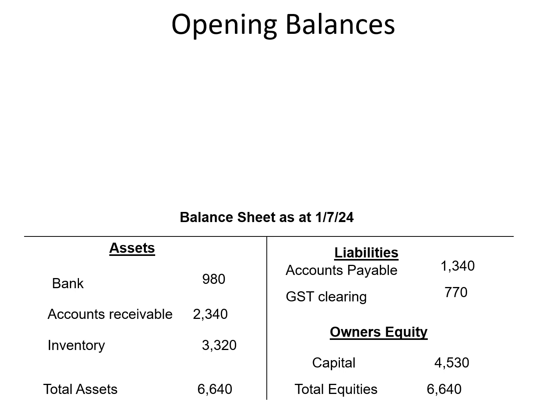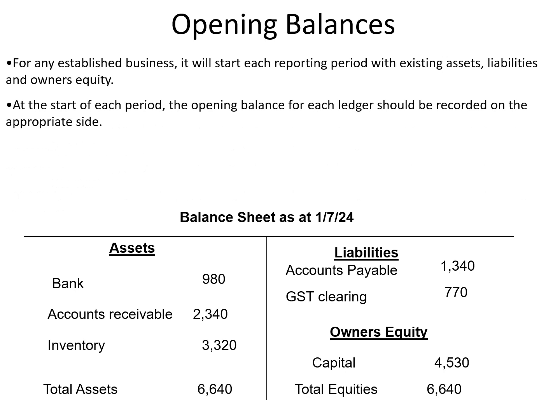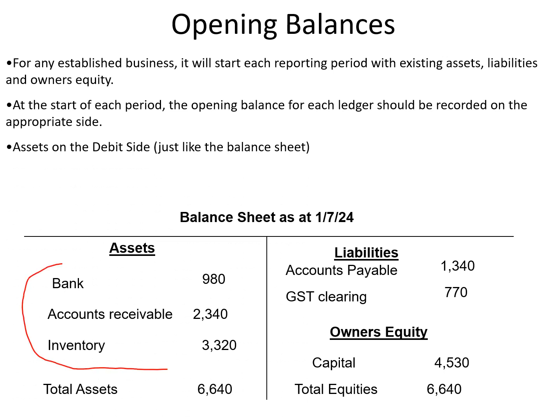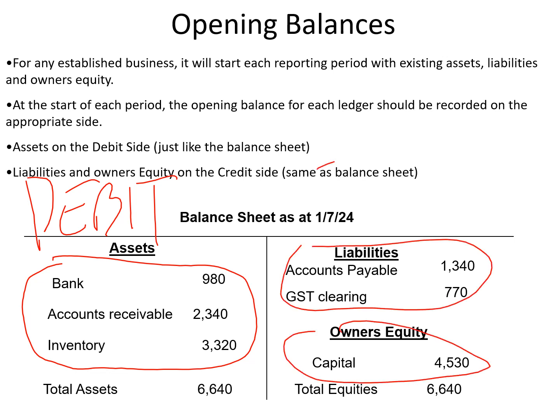One final thing to consider is opening balances. So when we have an existing business that has assets on hand and the consequential claims on those assets, we'll need to have these opening balances feature in our general ledger. So for the three assets here, we'll need to record these on the debit side of the ledger. And for these liabilities and the owner's equity, these will feature on the credit side of the general ledger.